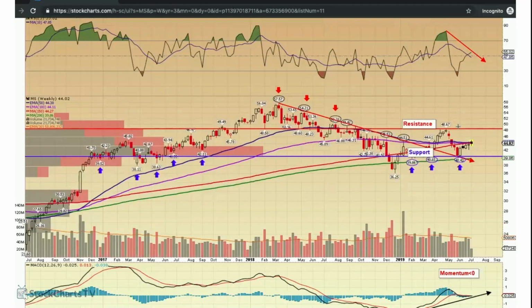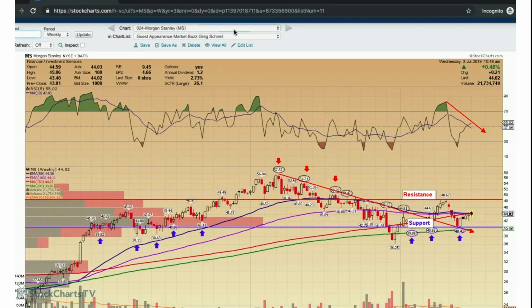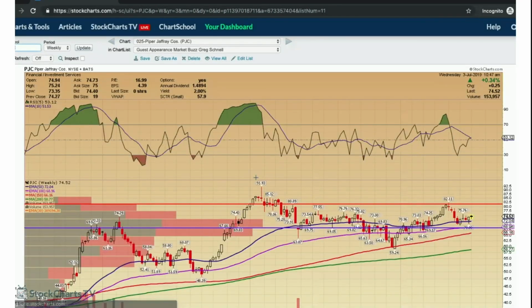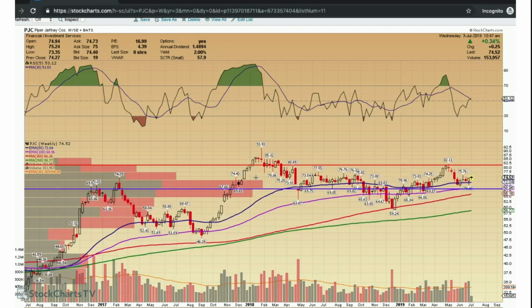Great. And we'll take a look at another pretty key one, which is Piper Jaffray. This one's held in quite a bit better. We've been in a range here for quite a while, and I tend to like these charts when volatility has been quiet for quite a while. It tends to be a good indication that we're going to get a move up or down.